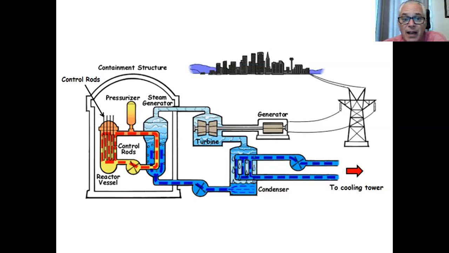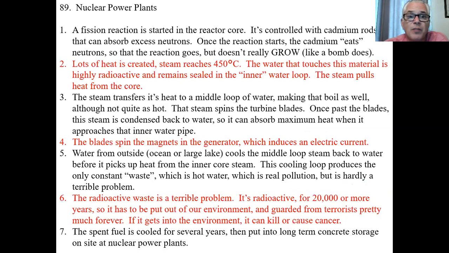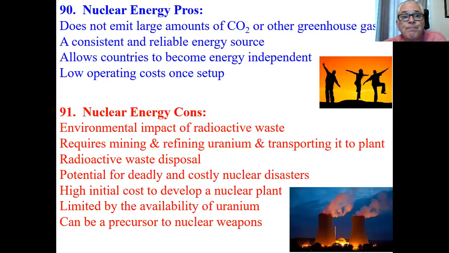The heat from the radiation makes steam. The steam heats water to make steam to turn a turbine, and then finally, cold water cools that steam down, and then we pump out some hot water as a waste product. Now, you can read this all. Basically, it's everything I just said.